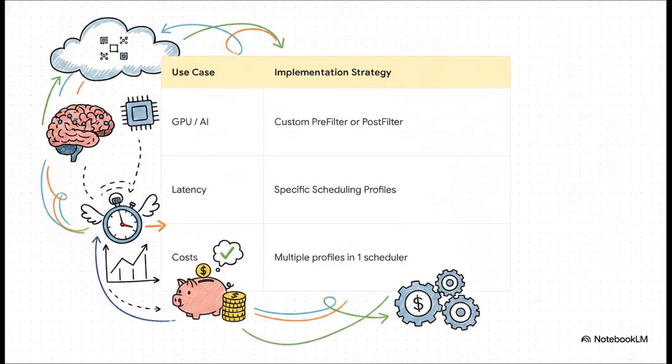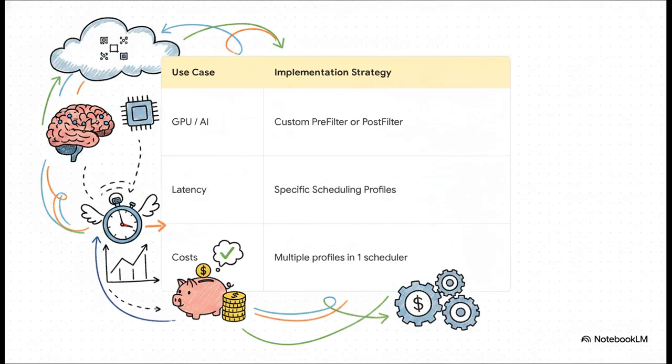And man, here is where it gets incredibly powerful. For highly complex placements, we're talking GPU workloads or AI and ML clusters, you can utilize custom extension points like pre-filter or post-filter to write your very own custom placement logic. Got latency-sensitive apps? You can leverage entirely distinct scheduling profiles. And the absolute coolest part? For cost-aware scheduling, you don't even have to spin up a completely separate scheduler. You can just run multiple custom scheduling profiles inside a single scheduler instance. Your pods simply select the right one by throwing a scheduler name into their config.